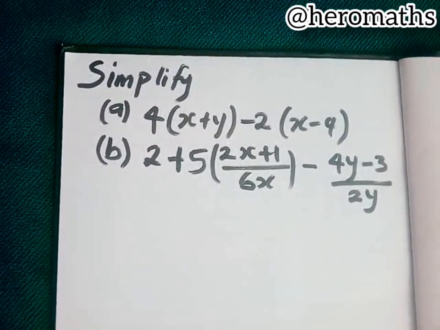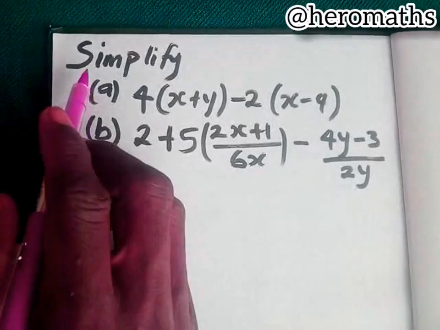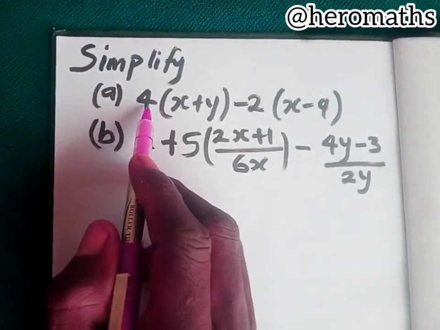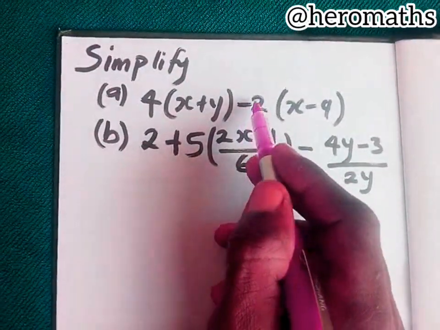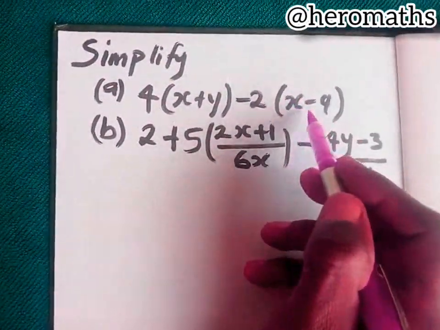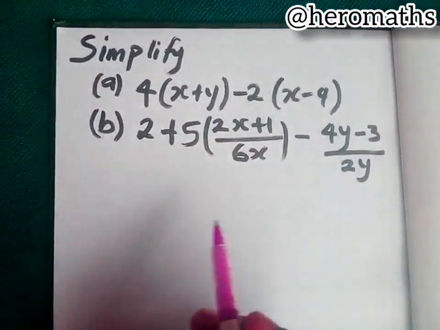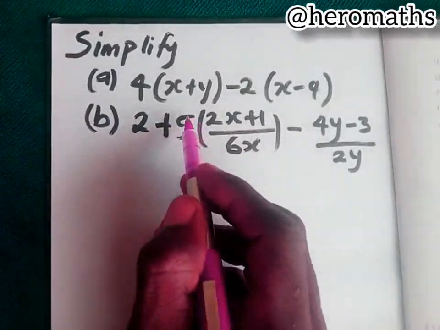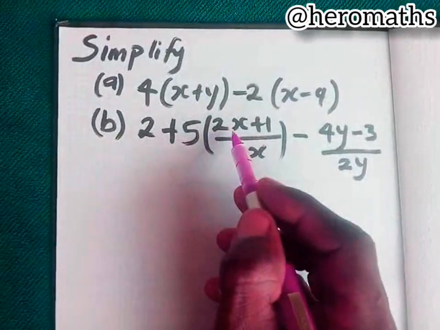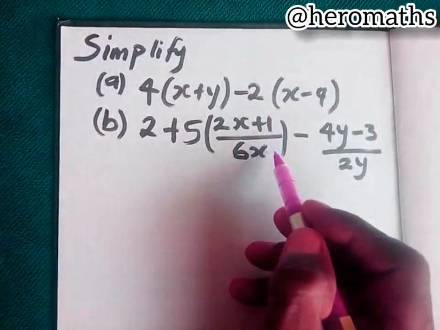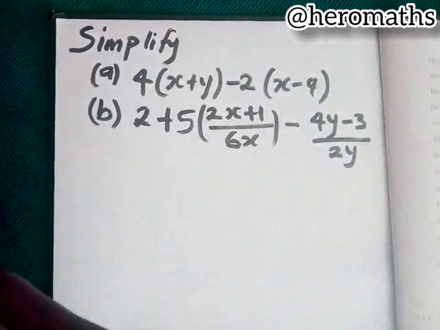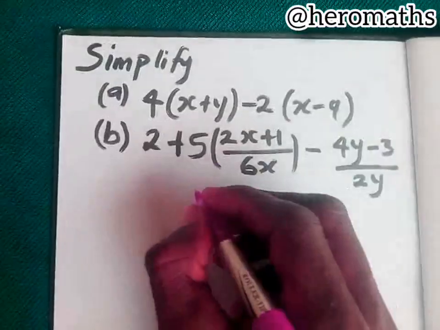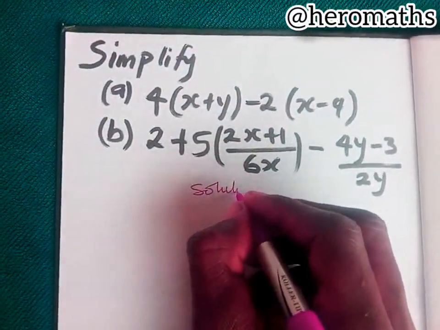In this video we'll be solving a question which is: simplify 4(x + y) - 2(x - 4). That is A. B is 2 + 5((2x + 1)/6x) - (4y - 3)/2y. Let's get down to work. Solution.